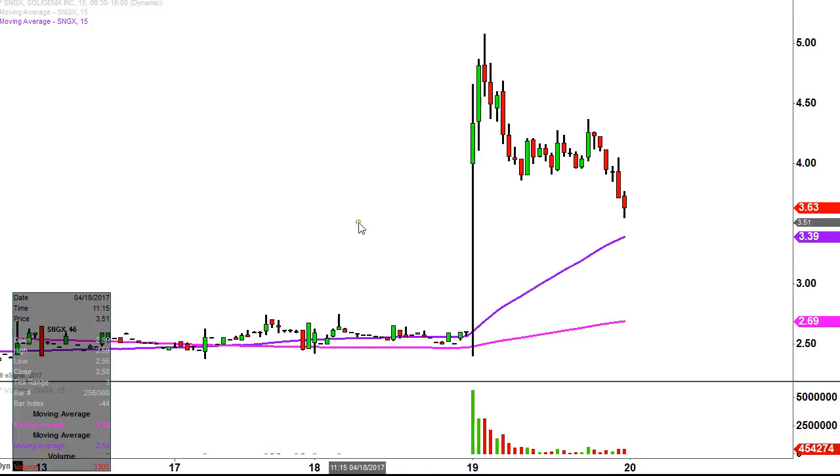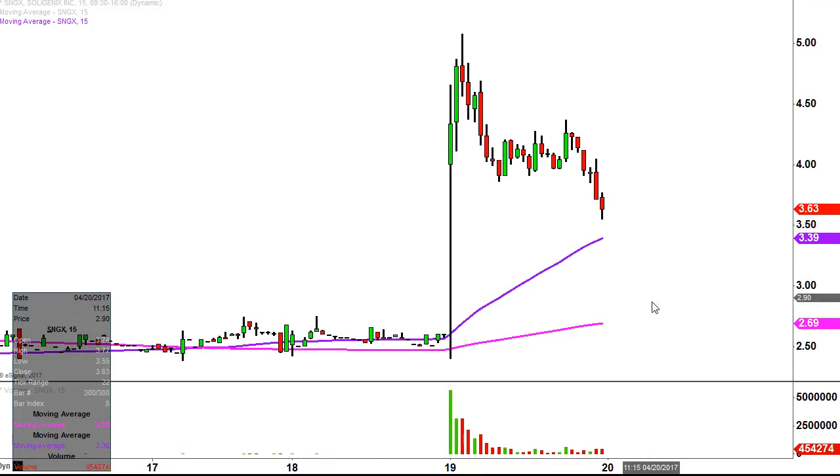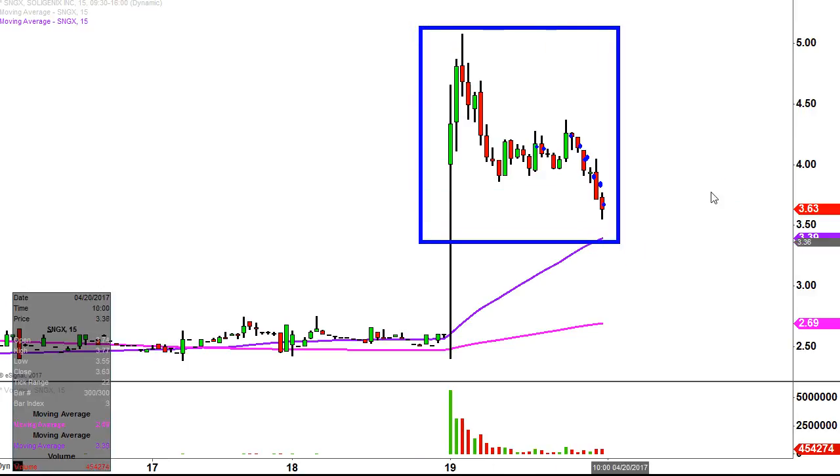Real quick, what do I mean by 15-minute in case maybe you're new to charts? Instead of each one of these candlesticks representing one day's worth of price action, which is what you would normally see, each one represents 15 minutes. So while this may look like a couple weeks worth of time, it's actually just today's price action broken down into 15-minute time slices.